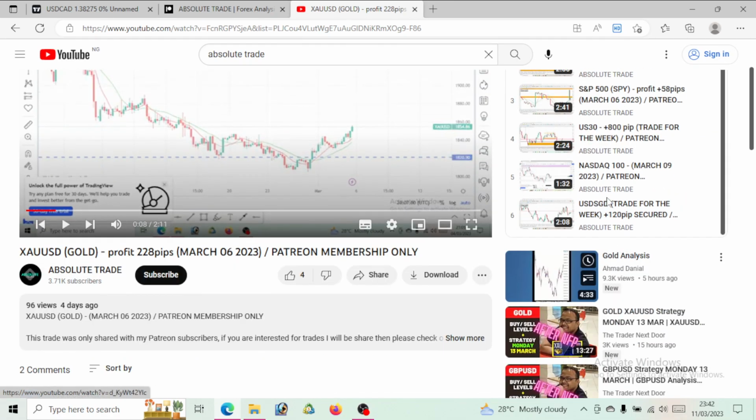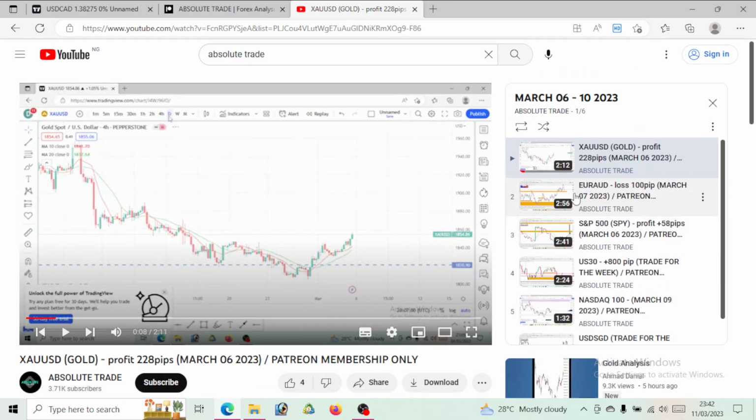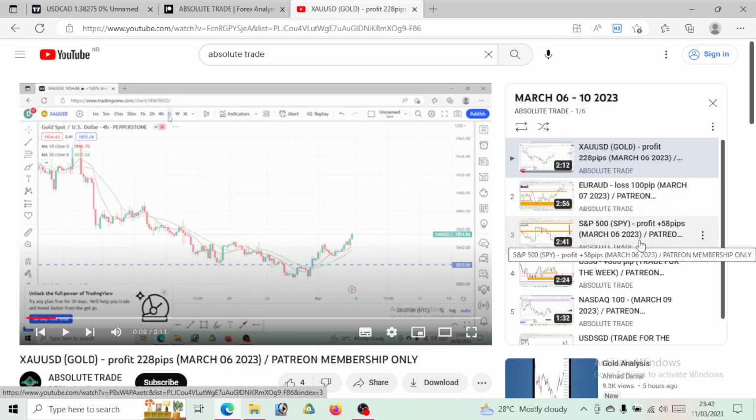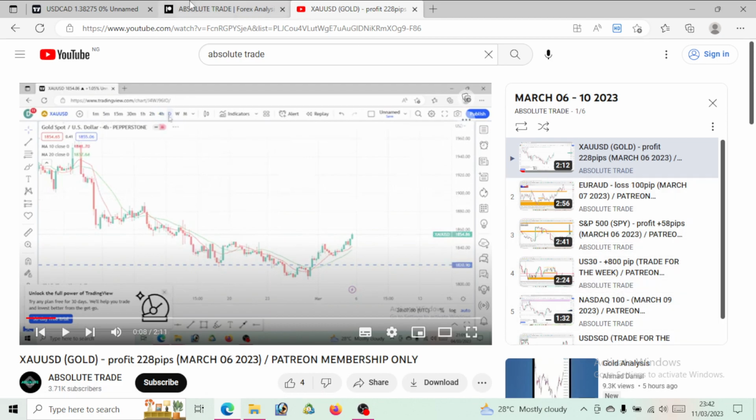What you can see here is our win trades, and one of the losses we had was EUR/AUD, which is 100 pips. We had a loss on it. But when we take a look at this gold, the profit we had was about 200 plus pips. Basically, our profit was able to cover our loss, coupled with the fact that we made a profit on S&P. We also made a profit on US30. So last week was a profitable week.